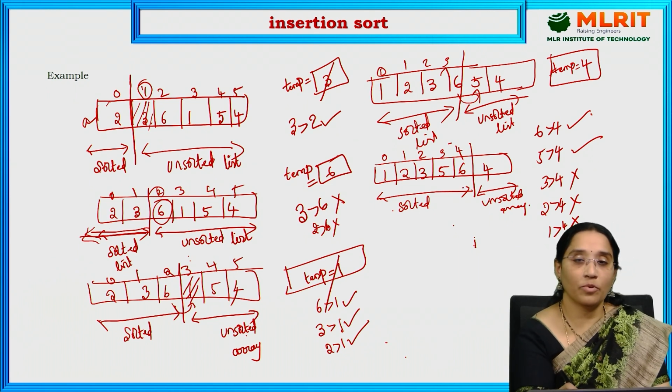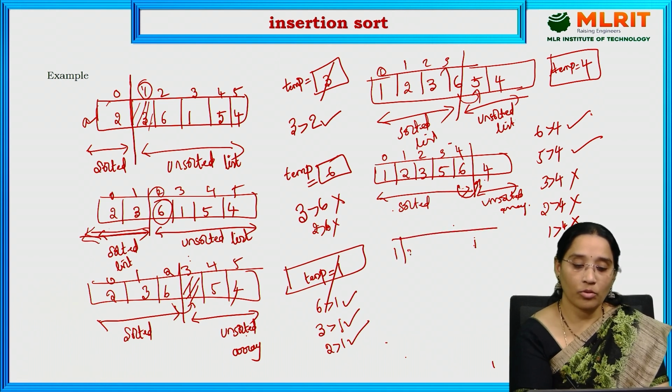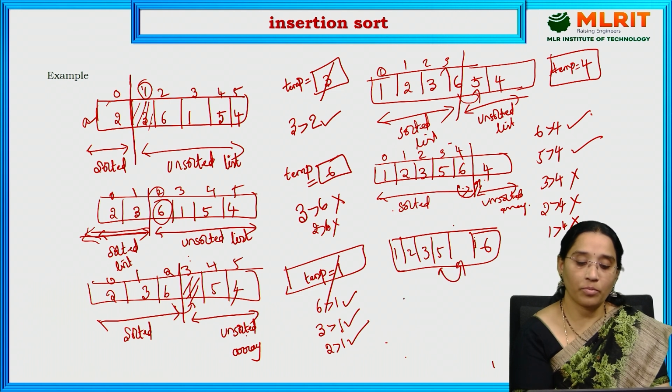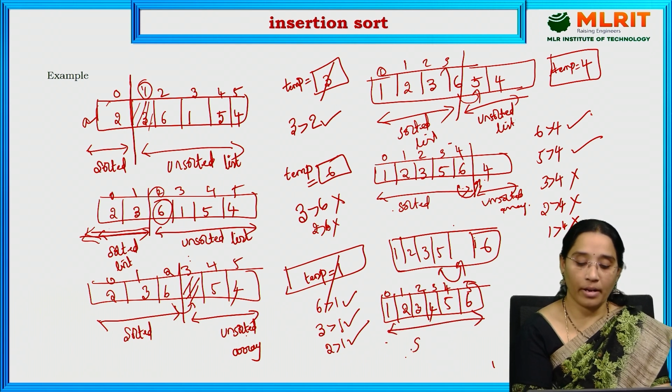So now this position will move one position towards the right. It creates a space here, so this will go here. It is 1, 2, 3, 5, 6. After that, this will go one position towards the right. It is 1, 2, 3, 5 and 6. Now 4 is placed. So after this, this is your complete sorted array.